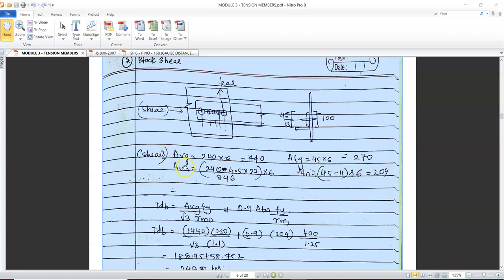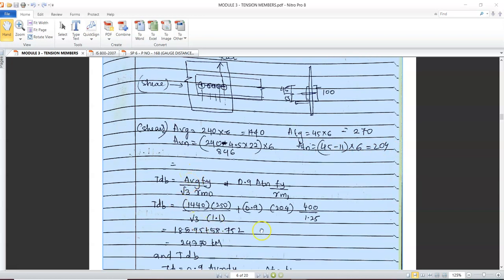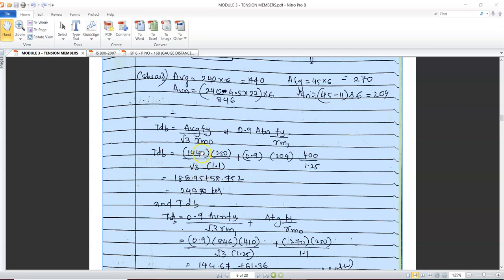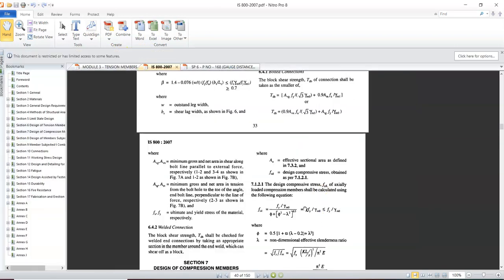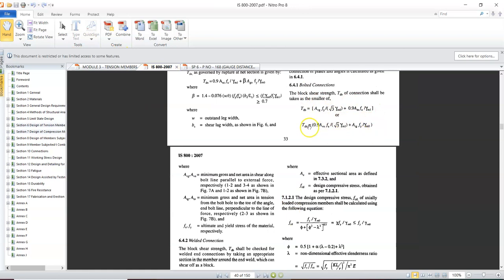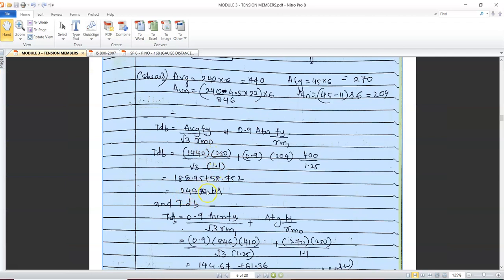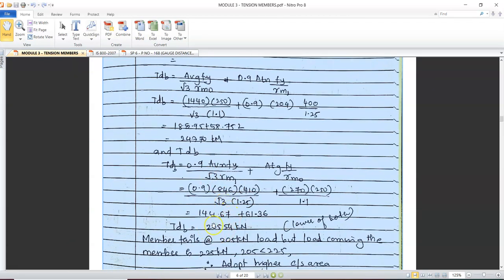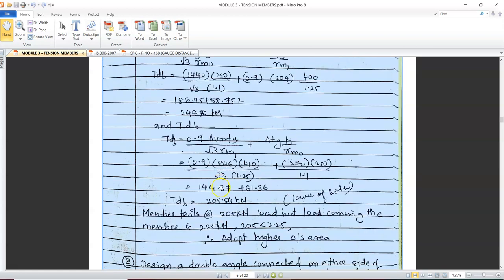Now ATG, ATN, AVG, AVN are all known to us. Now we have to go back to this formula and substitute all the values. There are two formulas, this is one formula and this is the second formula. You have to substitute AVG, ATN, AVN and ATG. Rest all terms are already familiar. With that, the first formula you are getting 247 and the second formula you will be getting 205. So it means the block shear capacity of the angle section is 205.5 kilonewton.